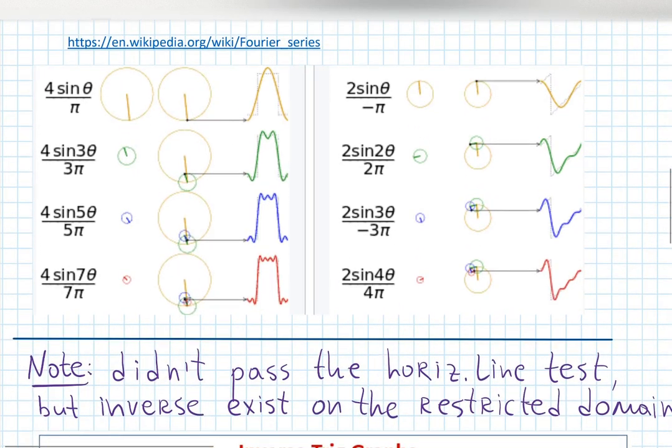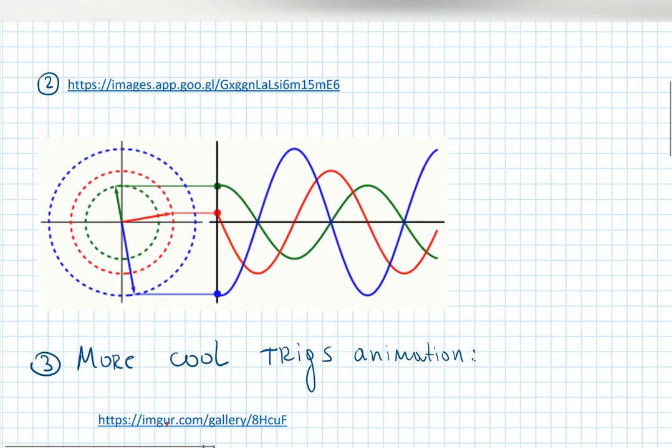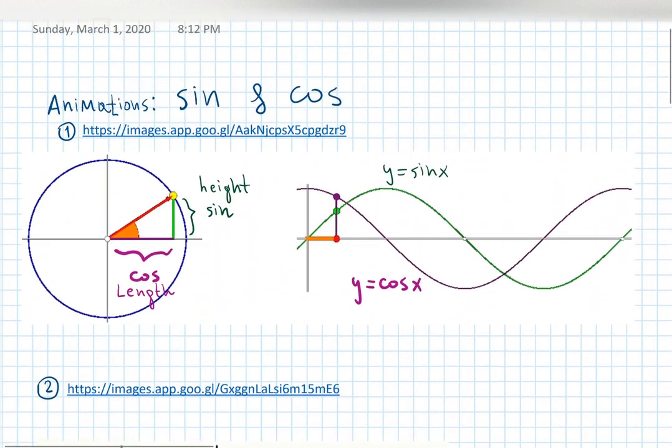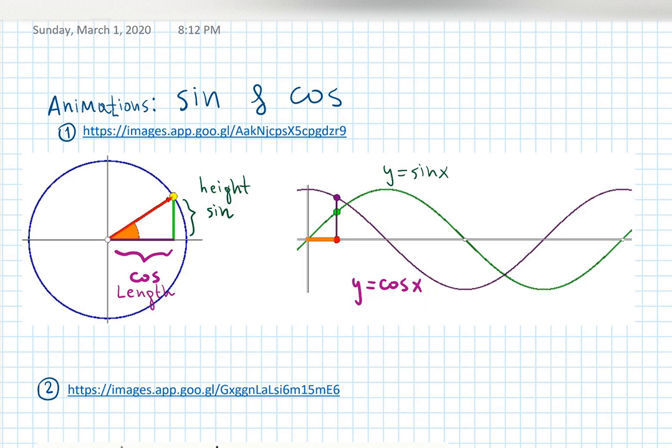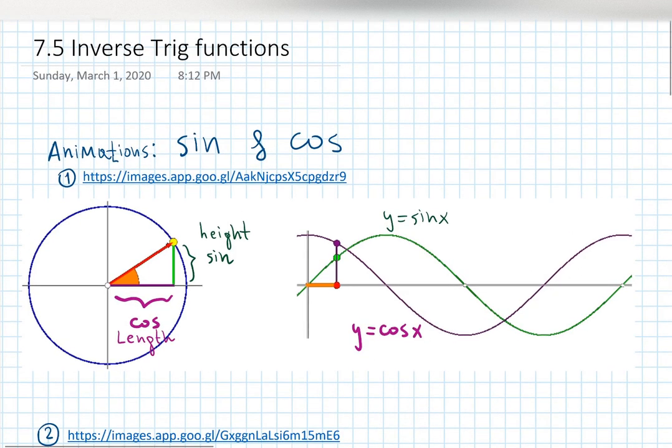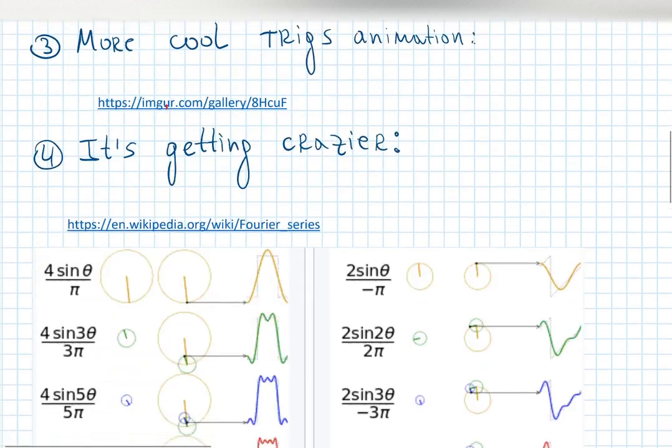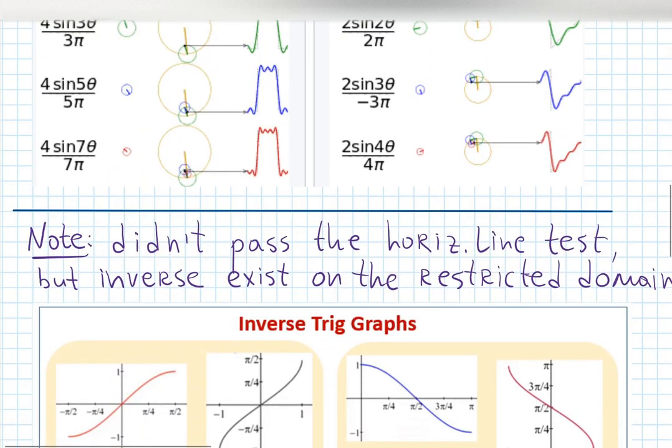But I told you before, look at the sine and cosine, they don't pass the horizontal line test. So they're not supposed to have an inverse. So how can we teach you that there is arcsine or sine minus 1? There is arccosine or cosine minus 1. There is arctangent or tangent minus 1. Arcsecant. How come? They don't even pass the horizontal line test. That's why we're going to teach you in this chapter that inverse functions help us.